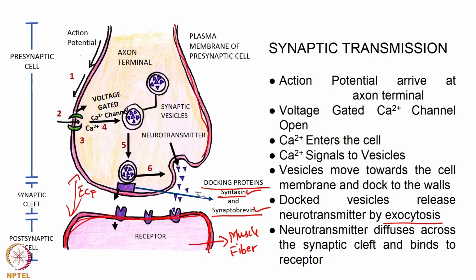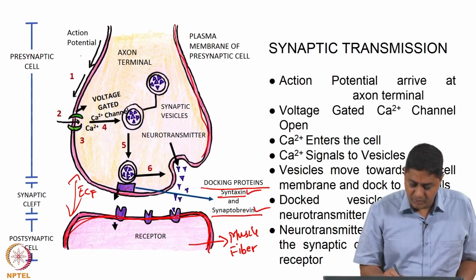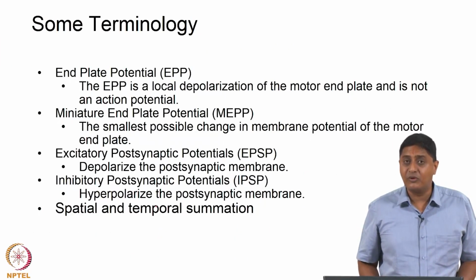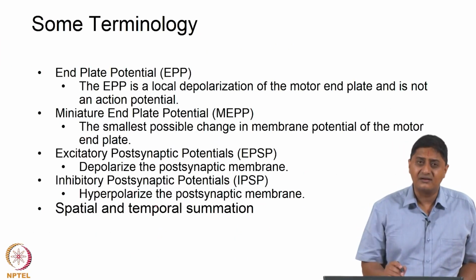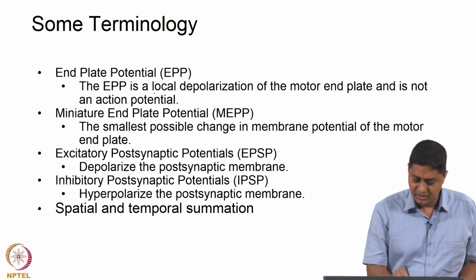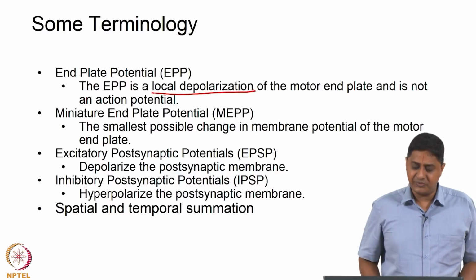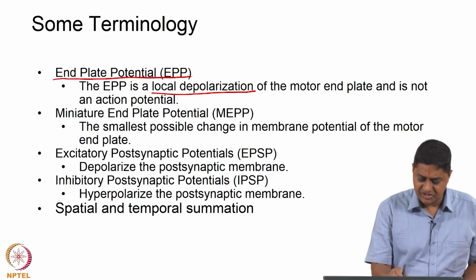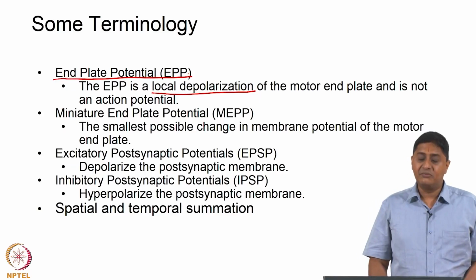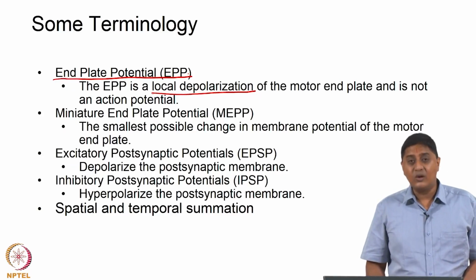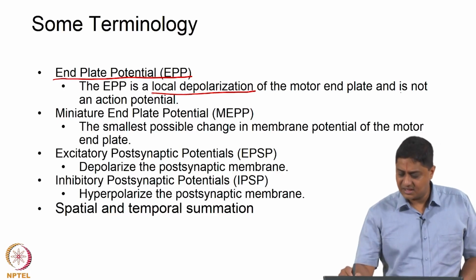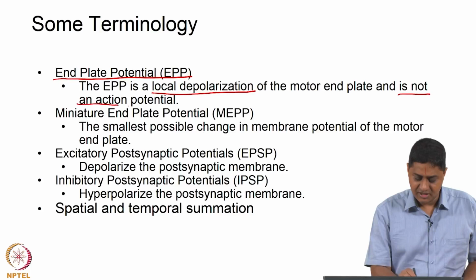Because of this reason, a small amount of acetylcholine reaches the postsynaptic terminal and causes a relatively small amount of depolarization or a graded potential. Okay. So, this graded potential or local depolarization is called the end plate potential. The end plate potential is a local depolarization or a graded potential of the motor end plate and is not an action potential.